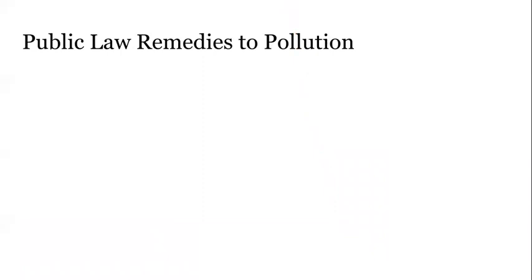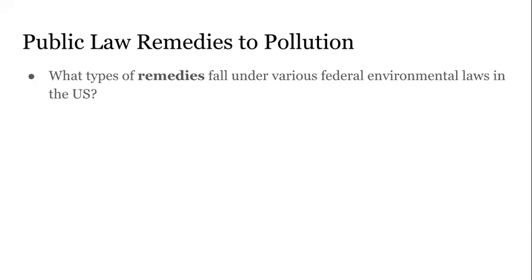After statutory interpretation of public law, putting that aside, what are the public law remedies to pollution? So what types of remedies fall under various federal environmental laws in the US? What can you get? We talked about in the private law, you have an injunction and maybe also damages, right? That's the injunction, particularly for nuisance, and for negligence, certainly damages, that sort of thing. We talked about that in the private controls. But what type of remedies fall under various federal environmental laws in the United States?